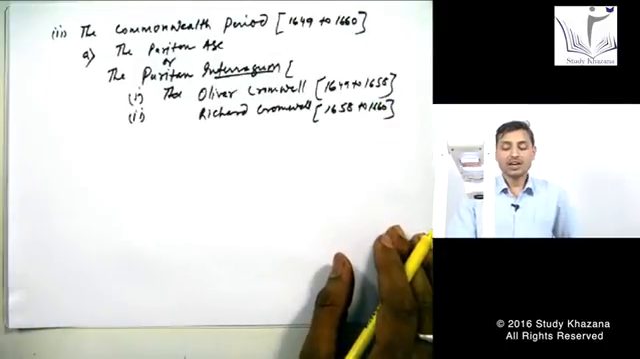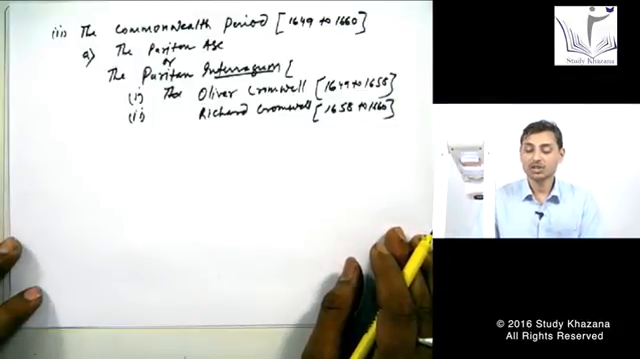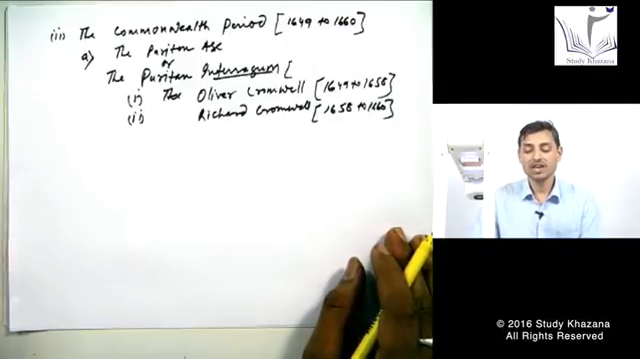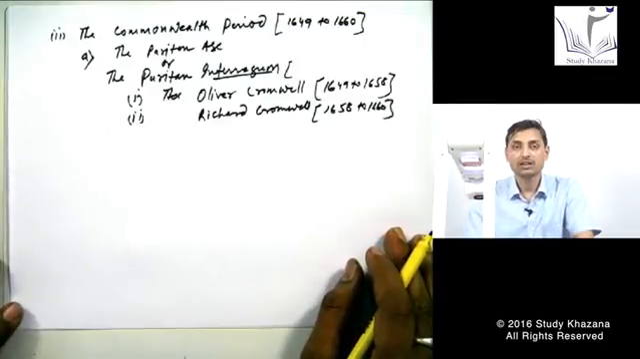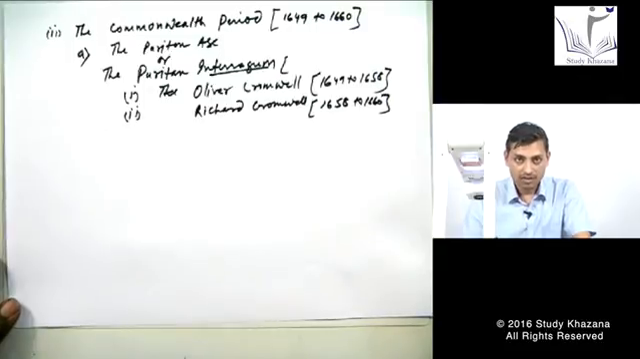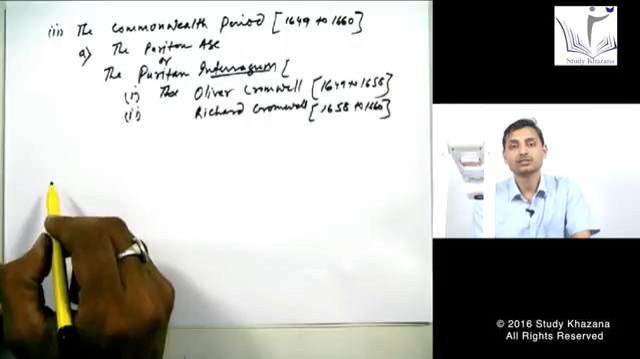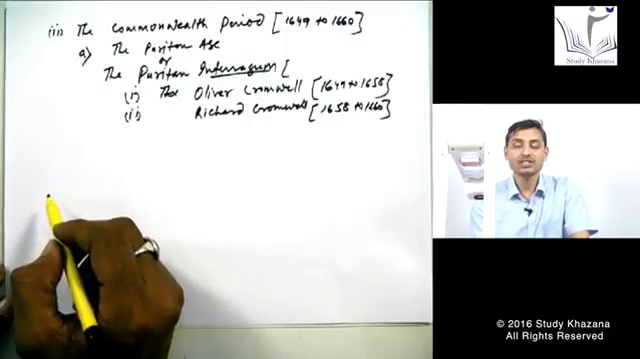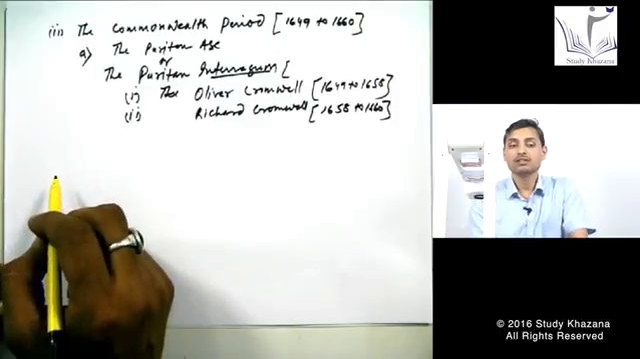Well, during this age, that is the Commonwealth period, I would like to make you understand why this period was called the Commonwealth period. You know, the term Commonwealth means it is everybody's property and nobody's property. In fact, during this period, there was no ruler in England. In 1649, Charles I was executed, and thereafter there was no ruler on the throne of England.